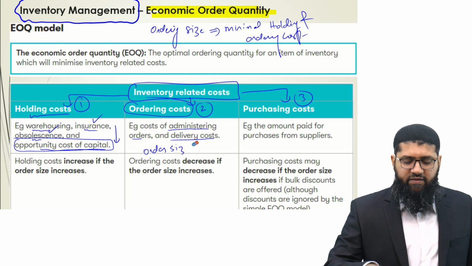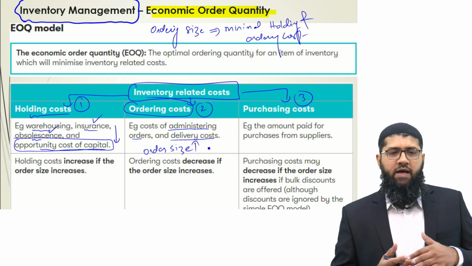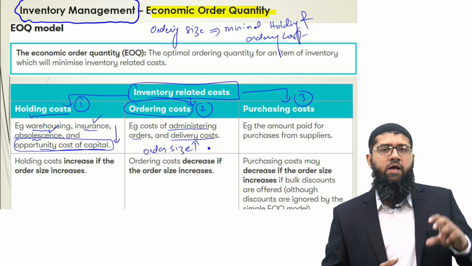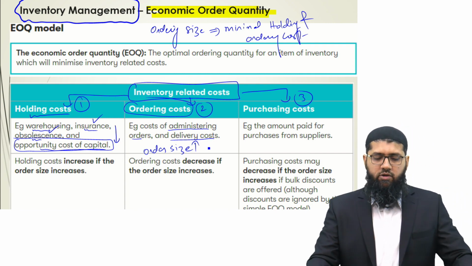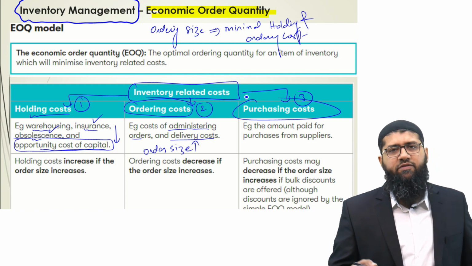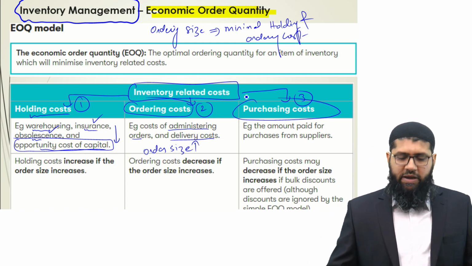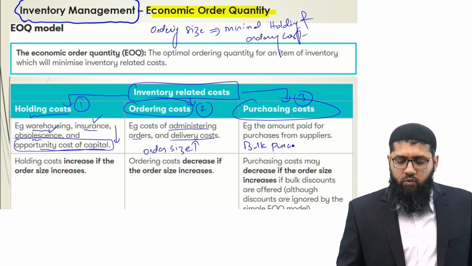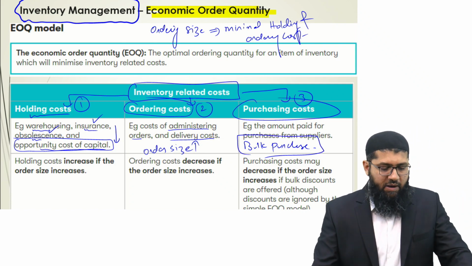If your order size is high, the ordering cost is going to be minimized. When the order size is high, the number of orders goes down, and automatically you have less ordering cost. Lastly, the purchasing cost is the cost that you pay for the purchase of inventory, which is reduced by multiple things, and one of them is the bulk purchase discount.